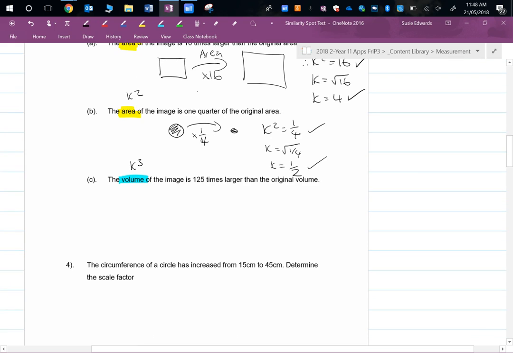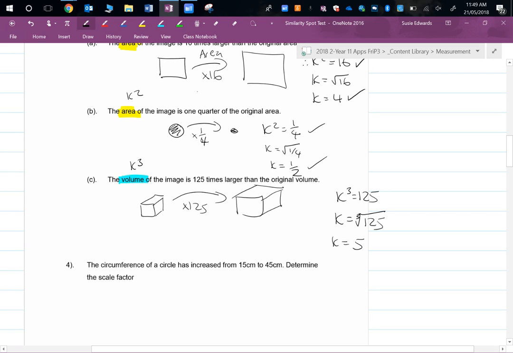All right. The volume of the image, so volume this time means we've got a 3D shape, is 125 times larger. Now, you don't have to draw these pictures. I'm just trying to make sense of it for you. It's 125 times larger. So what equals 125? k cubed equals 125. How do we find what k equals? The cube root of 125. So k equals 5.